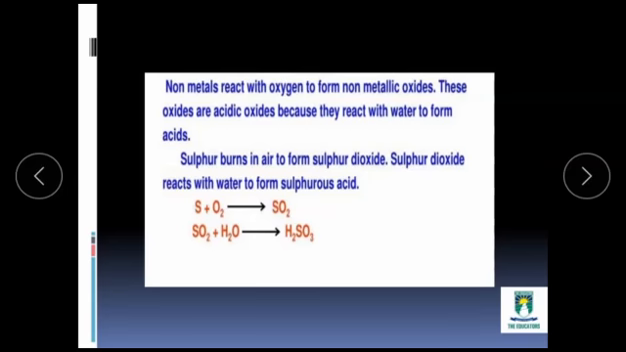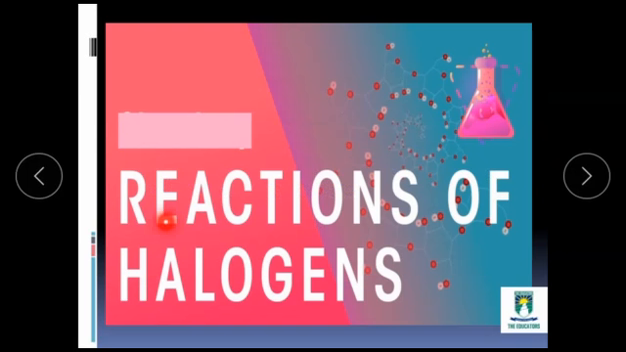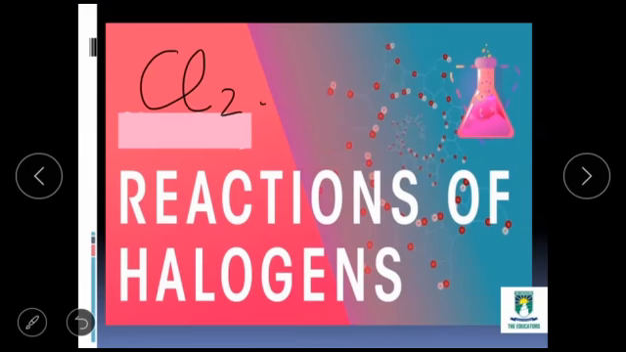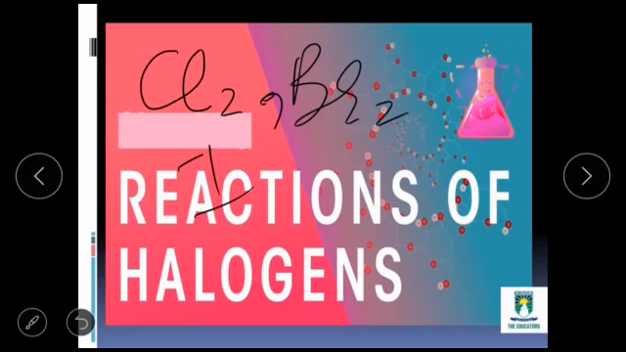Reactions of halogens. Students, do you know what halogens are? Halogens are actually group 17 elements. Can you name some halogens? Yes, we can name some halogens like chlorine, bromine, iodine, and fluorine. So these are the halogens.